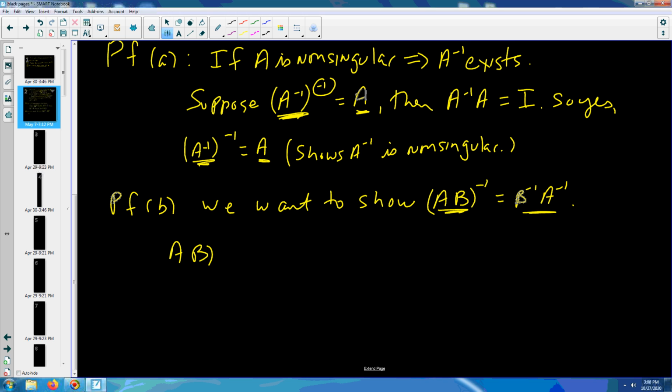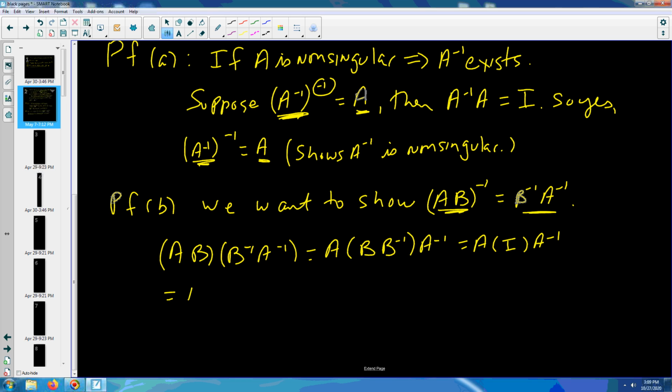Well, AB times B inverse A inverse. We have the associative property. I want to group the middle two. Notice I did not change the order of the four matrices. The middle two multiply out to I. I will invoke the associative law again by multiplying the first two first, and then multiplying that by A inverse. A times I is A, times A inverse. Why, that's I, the identity.